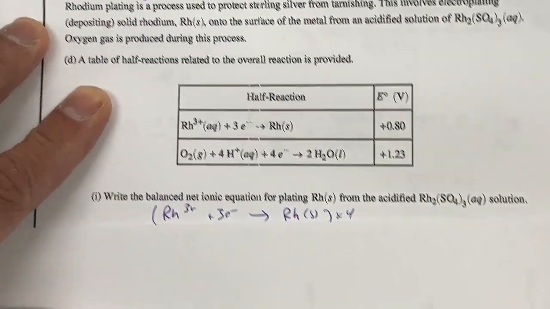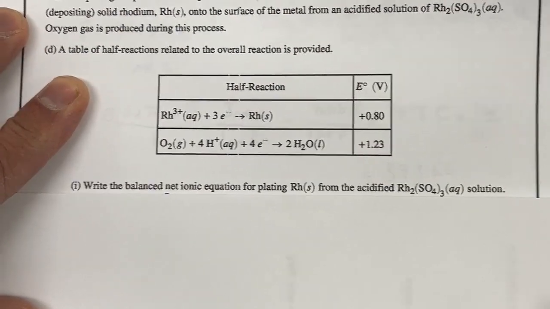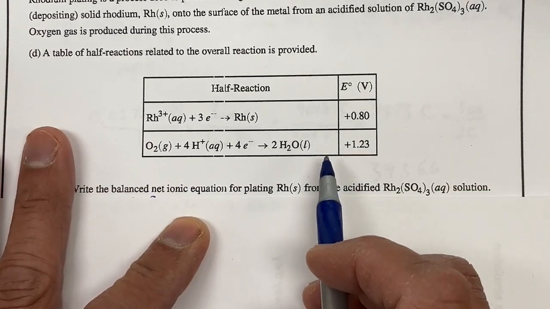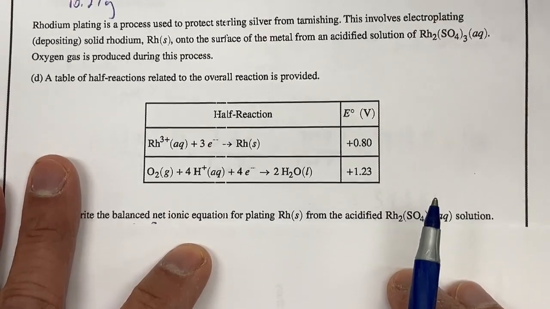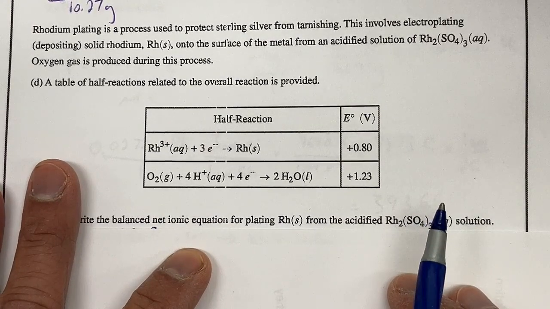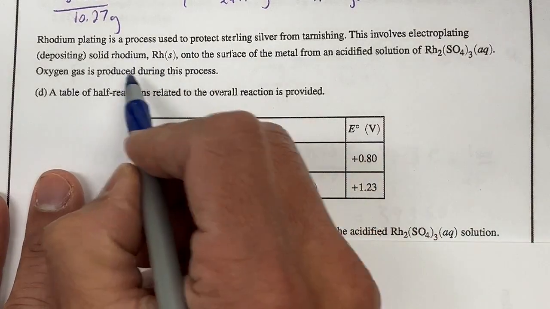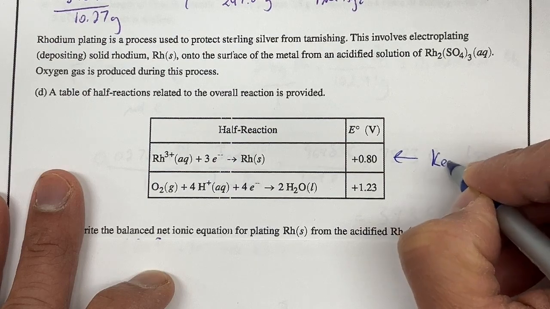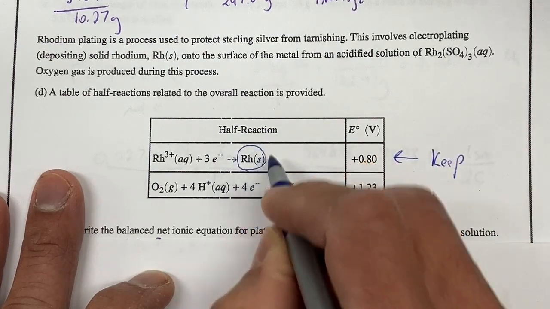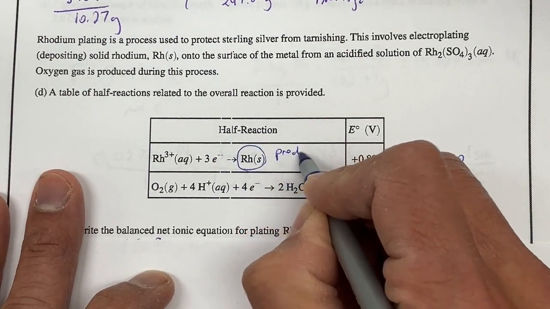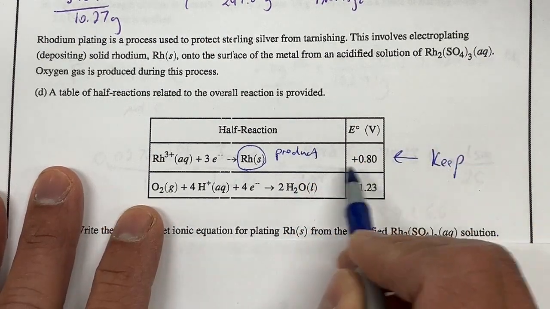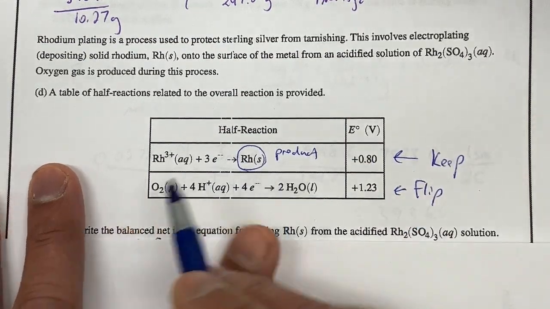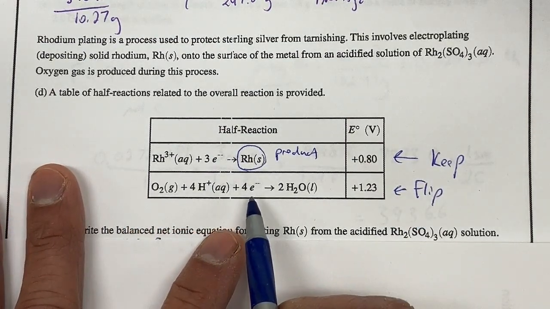So, first question, write a balanced equation for plating rhodium from acidified solution. Yeah, so this one here, you gotta know that we're plating solid rhodium. That means we are keeping this reaction because we're plating this solid rhodium here. So we gotta keep that as a product, right? So we need this as a product. That means if this one we're keeping as reduction, this one we're gonna flip. So this is gonna flip, that's gonna become oxidation.